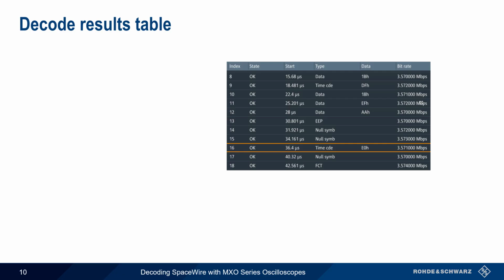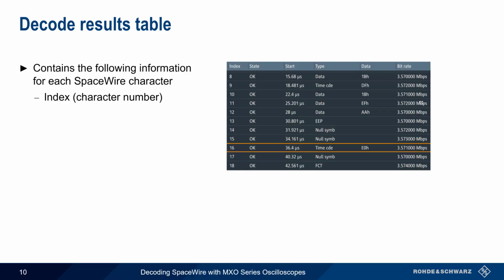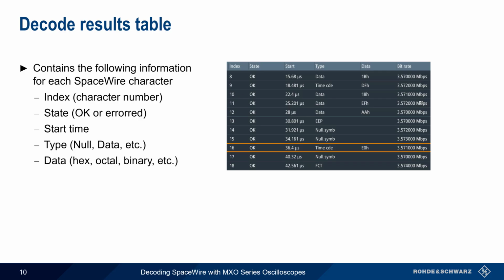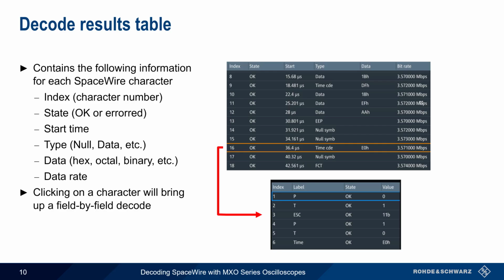Now let's take a closer look at the decode table, which is typically in the lower portion of the screen, and which shows detailed information for each SpaceWire character. This table contains information on a per-character basis, including the index, which is the character number, the state, which shows if the character is OK or errored, and the start time of the character. The type of character, null, data, etc., is shown as well. For data characters, the data field is shown in the user-selected format, and the data rate is also displayed. As mentioned earlier, clicking on a character will bring up a decode showing each field in that character.